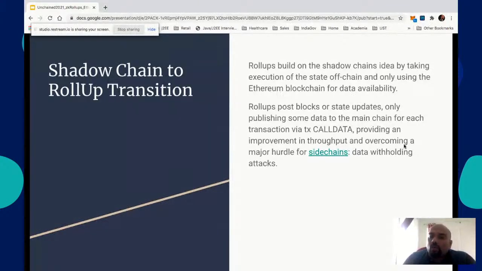So what happens is rollups post blocks, publishing something for each transaction through a particular operation code called data in the contract, which gives an improvement in throughput and overcomes a major concern around data withholding attacks. If somebody can withhold the data, a lot of other scenarios can come up when you look at data availability related attacks. So rollups take the idea of off-chain engineering to the next level, where rollups post blocks or state updates, only publishing minimal data to the main chain.